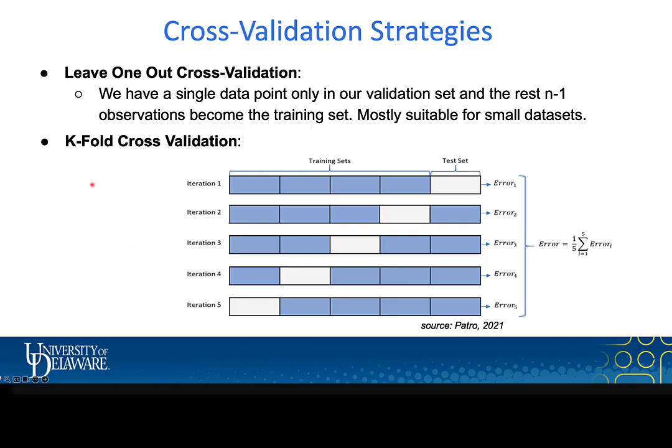In the k-fold cross-validation, we split the training dataset into k equal subsets. And out of these k subsets, we train the model on the k-1 and keep one subset as a validation set. This process is repeated k times, and the error is averaged across all these models. For each iteration, the model is trained on a different subset.